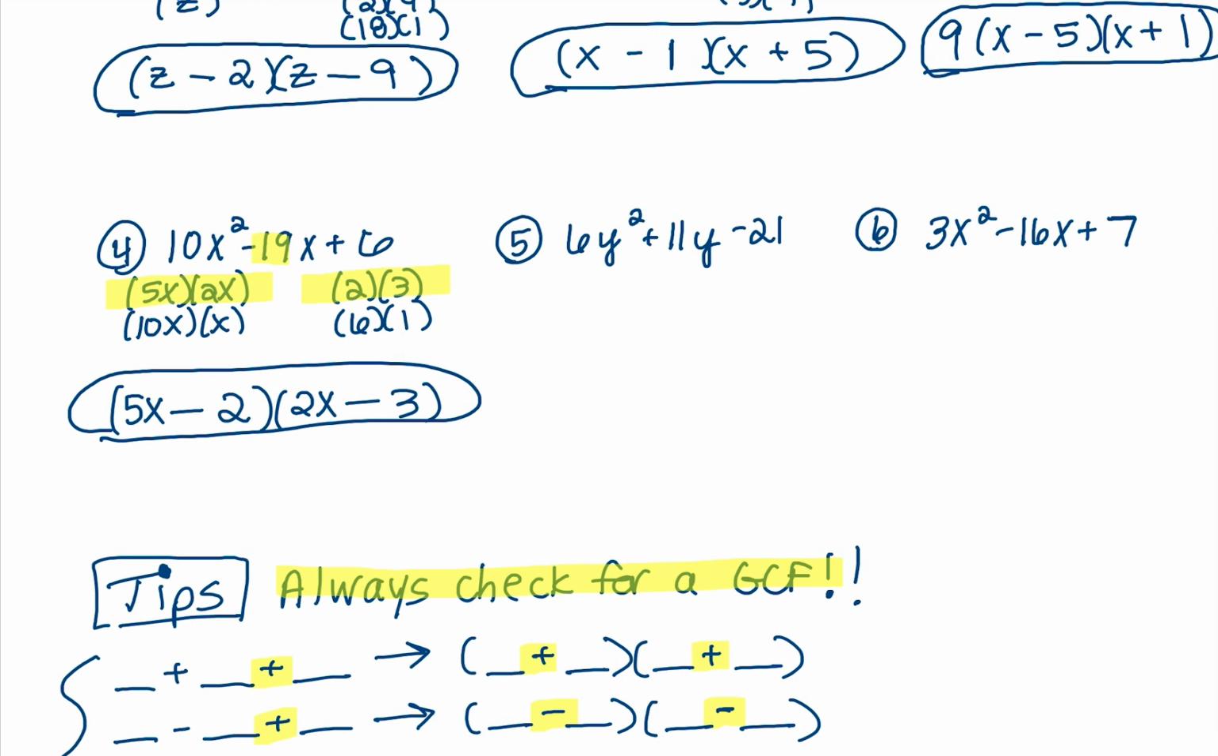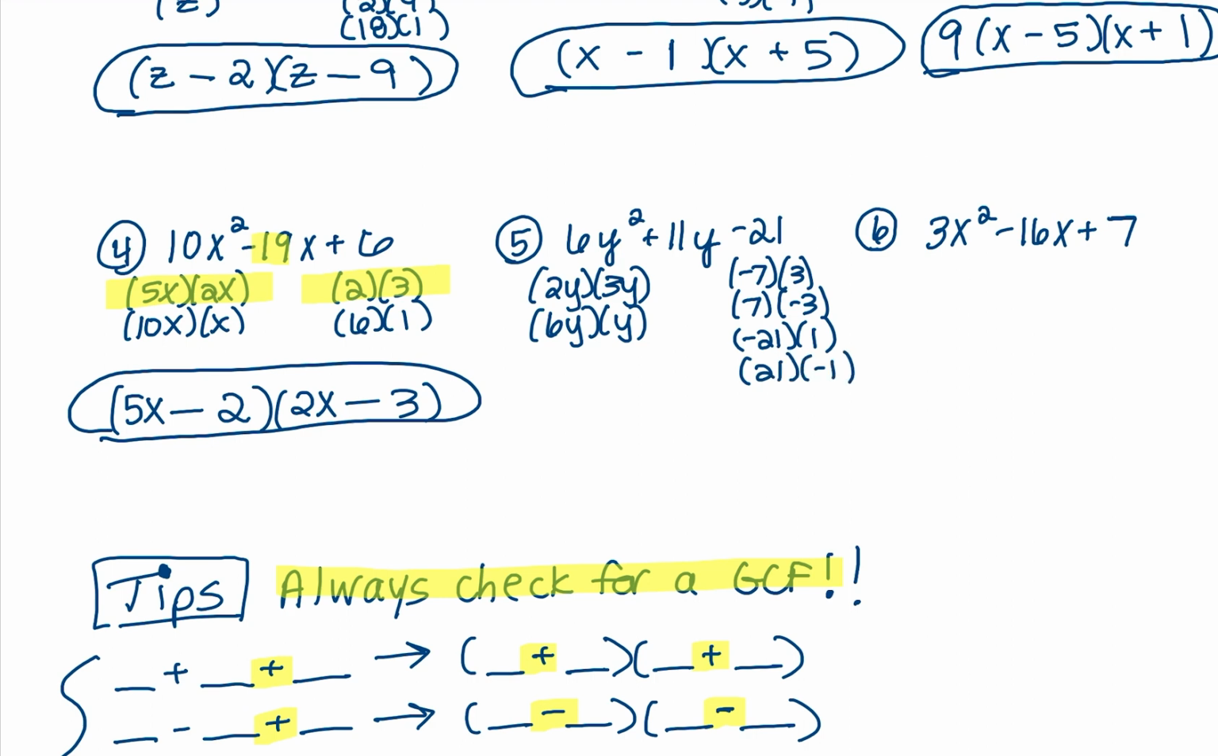What you want to do is just think through your combinations of what you're dealing with here. I have a 6y on the front, so I can do a 2y times a 3y, or I can have a 6y times a y. Both of those combinations would multiply to 6y squared. On the back, I want to think about a negative 7 and a 3, a positive 7 with a negative 3, negative 21 with a 1, or a positive 21 with a negative 1. Then once again, you're just going to use trial and error to figure out which ones actually work. You end up using the 6y, and you want to use the negative 7 with the positive 3.